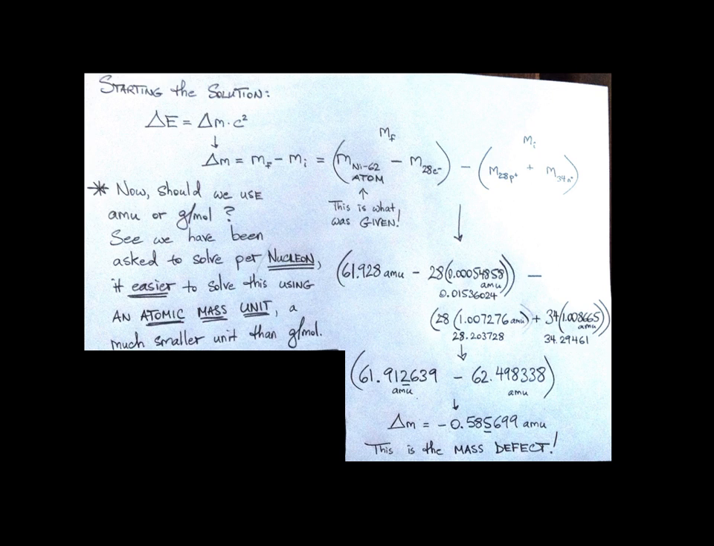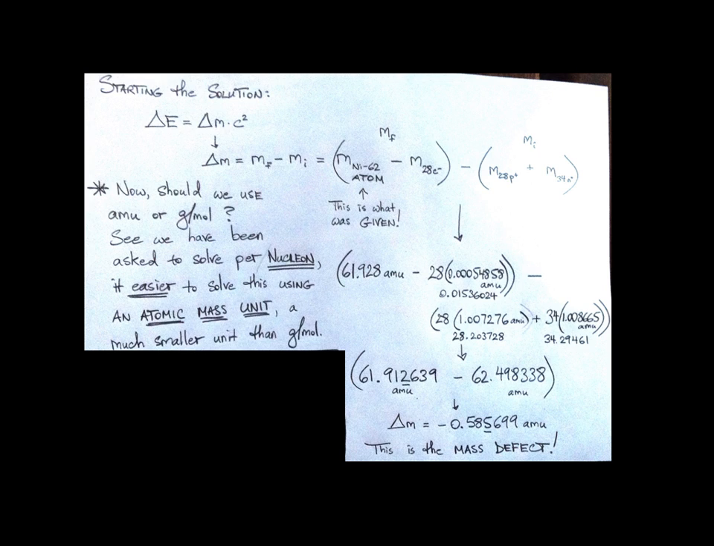Well, we've been asked to solve for energy per nucleon, which is a tiny, tiny, tiny unit. We don't want to use the big relationship, we want to use the small relationship. So it's easier to solve this problem using the atomic mass unit. Now, if we use the atomic mass unit, then we also have in that atom still 28 electrons. So we have to be careful here.